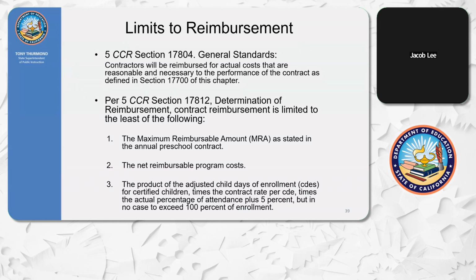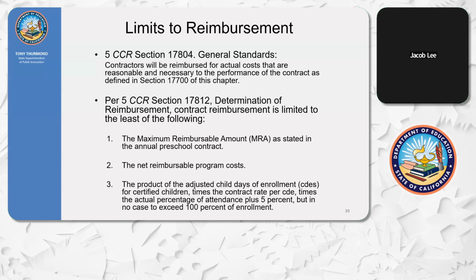According to Title V, the contractors will be reimbursed for actual costs that are reasonable and necessary to the performance of the contract as defined in section 17700 of the chapter. Per section 17812 of the California Code of Regulations, the determination of contract reimbursement is limited to the least of the following. That's going to be the maximum reimbursable amount, otherwise known as the MRA, and that's going to be stated in the preschool contract.